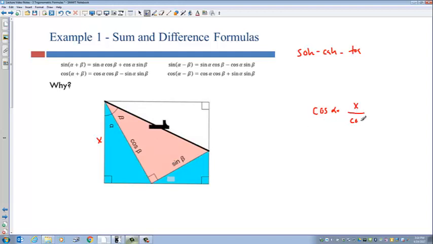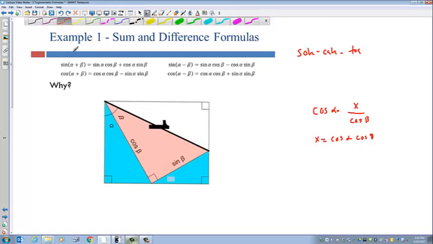And the hypotenuse is cosine of beta. When you solve for x, you multiply both sides by cosine of beta, and we get x equal to cosine of alpha cosine of beta. So on this side right here, we have x. Let's erase this, and I'm going to write what it's equal to, which is the cosine of alpha and cosine of beta.